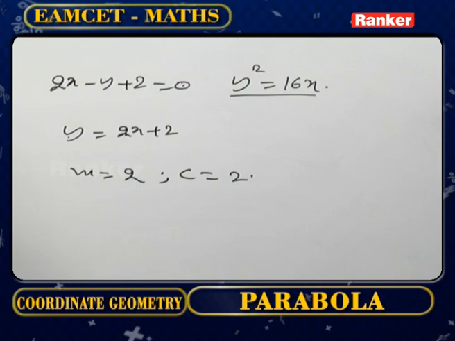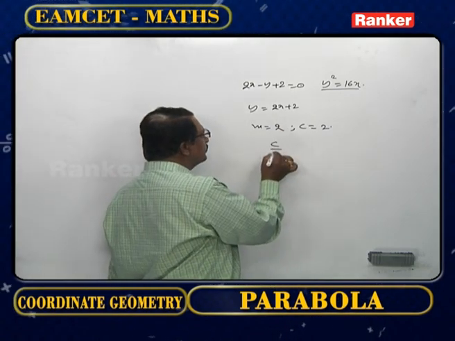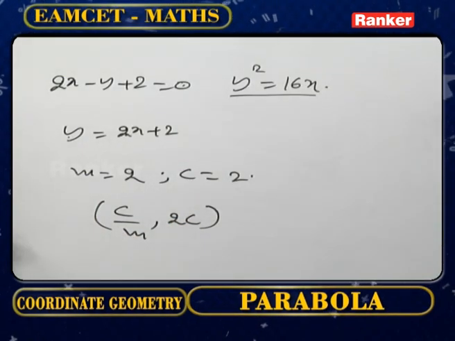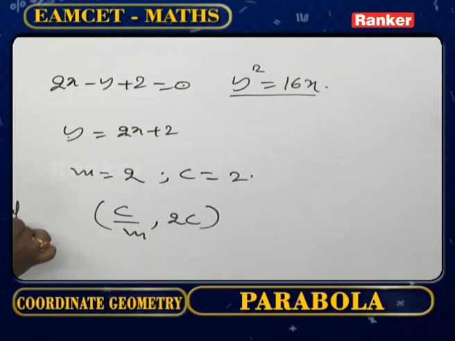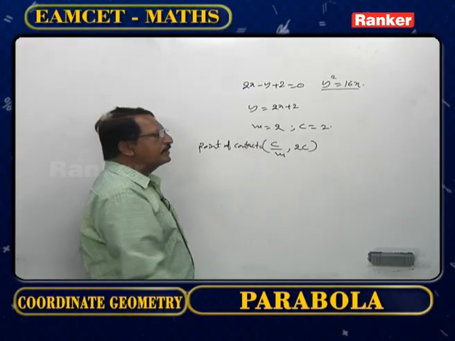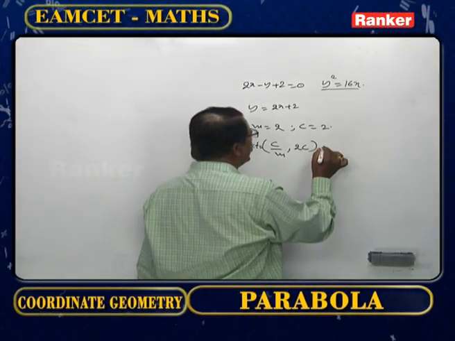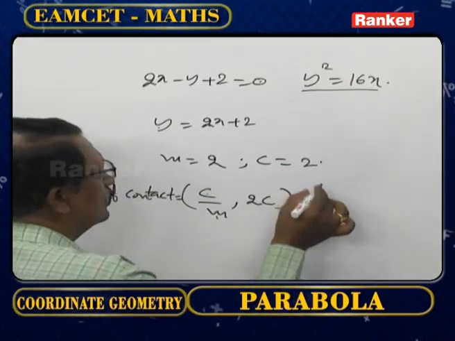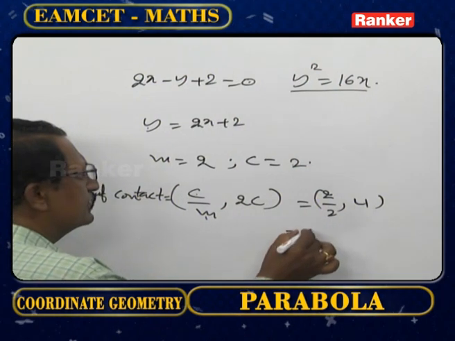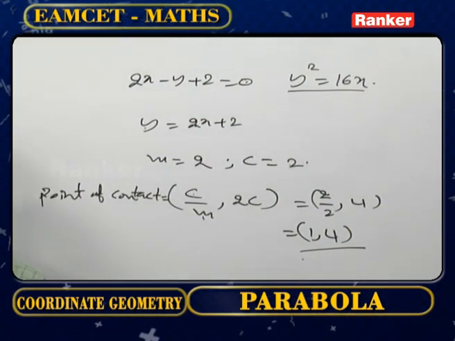Now the point of contact in terms of only c and m is c by m comma 2c. The point of contact in terms of c and m is c by m comma 2c, not necessarily involving the value of a. Now c by m is 2 by 2, comma 2c is 4, that equals 1 comma 4. The point of contact is 1 comma 4. Third option.